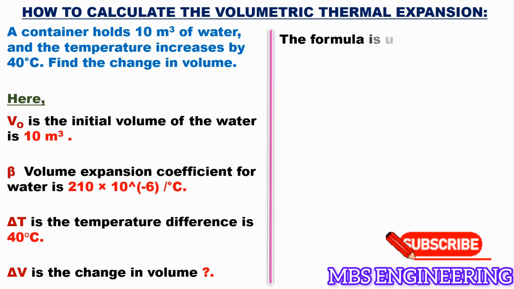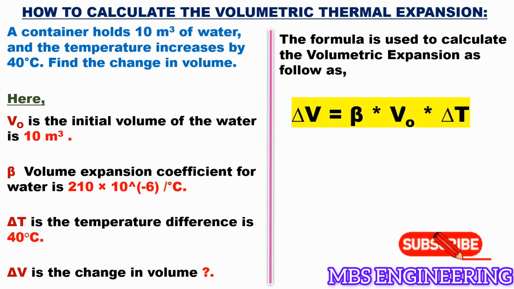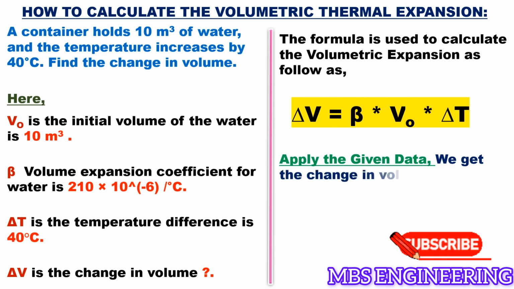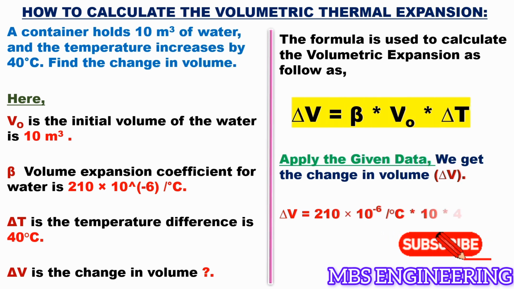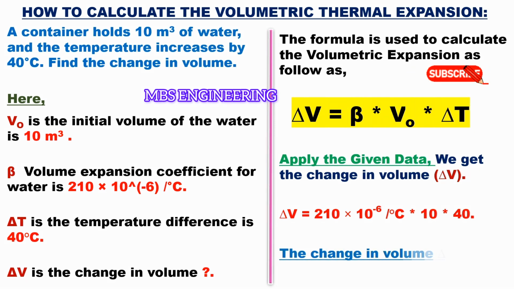The formula used to calculate the volumetric expansion is as follows. The change in volume, or delta V, is equal to beta into V0 into delta T. Apply the given data. We get the change in volume, delta V. Delta V is equal to 210 into 10 power minus 6 per degree Celsius into 10 meter cube into 40 degrees Celsius. Therefore, the change in volume delta V is 0.084 meter cube.